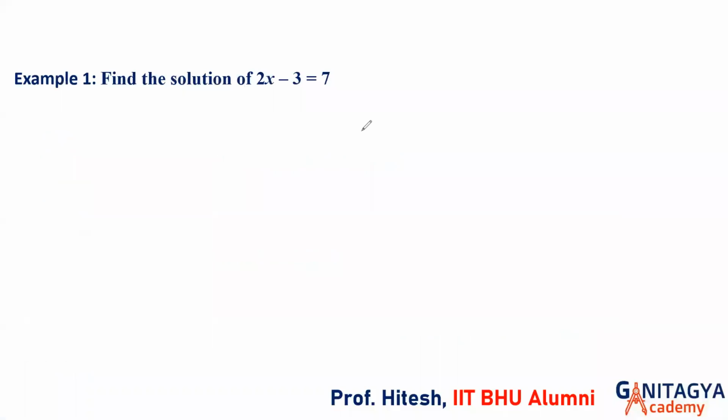Yes, so here we are discussing equations in one variable. In a linear equation in one variable, we are having only one variable, that is x. Now we have to solve it. We have to find out the value of the variable in the given equation. So I can write 2x minus 3 is equal to 7.